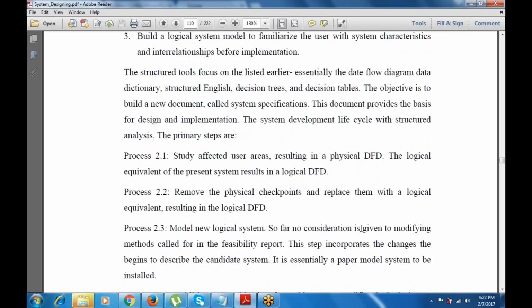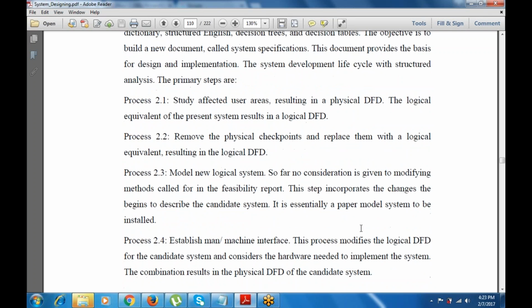Then model the new logical system, whatever the new logical system and its content is, which is given to the modifying method for the feasibility study. This step also incorporates the changes that begin to describe the candidate system, which is essentially a paper model of the system that is to be installed.